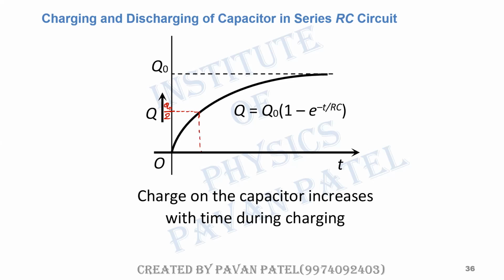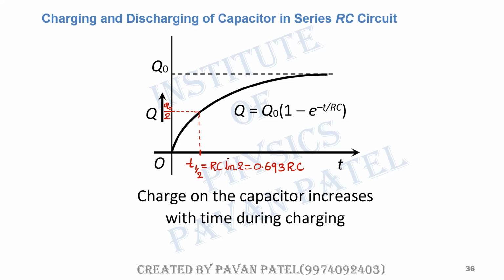The name given to that time is t half. T half means the time when the charge becomes half of the maximum charge, Q0/2, and that t half is equal to RC ln 2, which is 0.693 RC, right? That will be the t half. And at the time t half, the charge will be Q0/2.